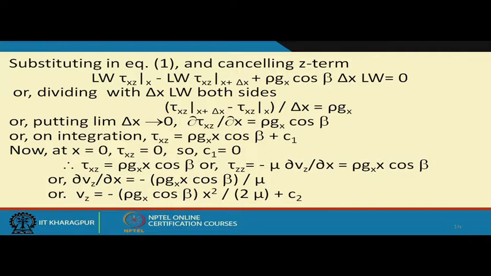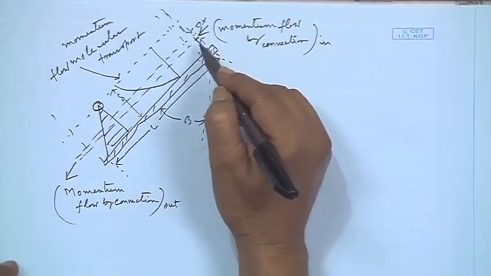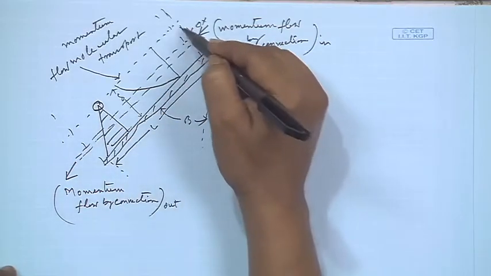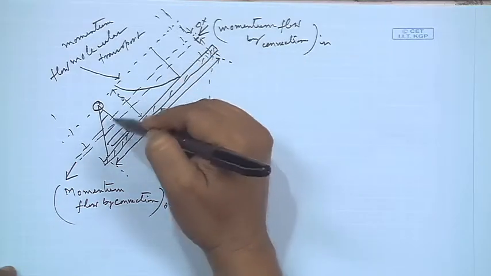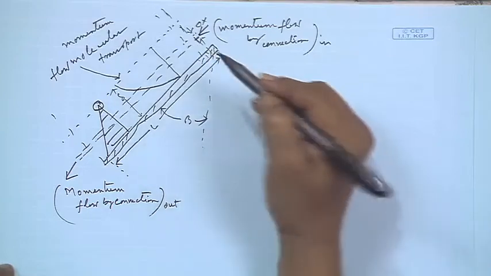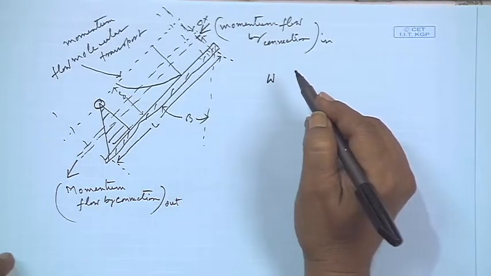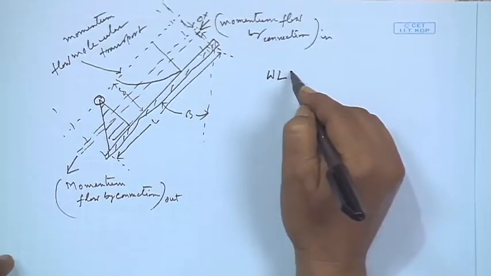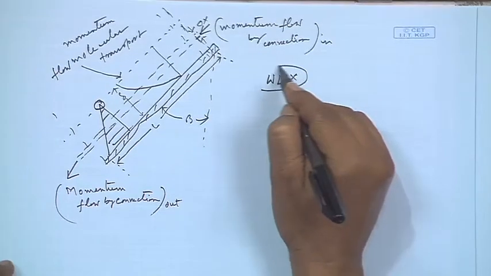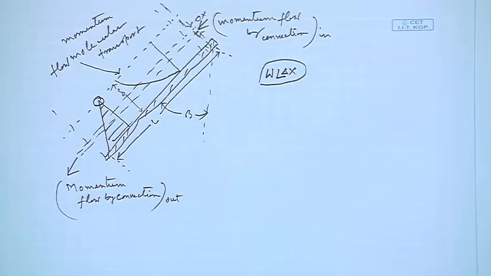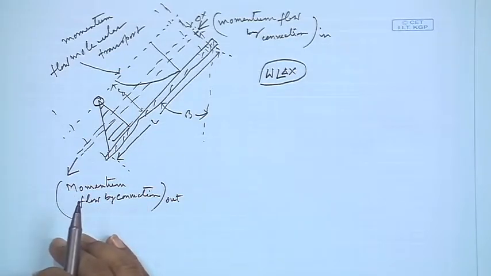If this is understood, I hope with this beginning we will move forward to the next, but before that let us have a look so that next time we do not have to. This is the volume element we have taken, with thickness delta x, the z direction is this, and perpendicular to this direction is y, which we have taken as W. So our volume element has become W into L into delta x, and we are doing the shell momentum balance across this volume element.